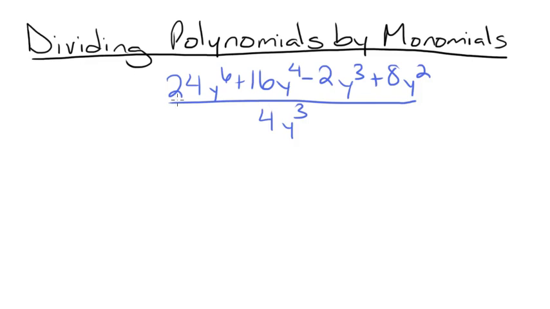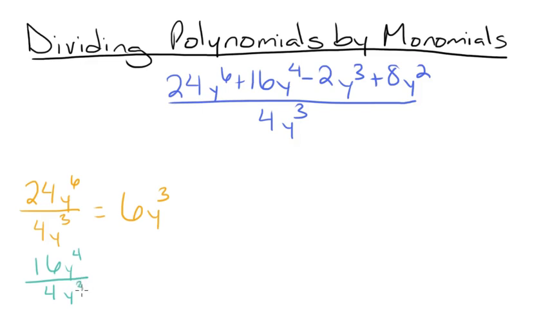So let's do that. 24y to the 6th divided by 4y cubed. 24 divided by 4 is 6, and y to the 6th divided by y cubed is y cubed. Now we'll move on to 16y to the 4th. 16y to the fourth divided by 4y cubed is equal to 16 divided by 4 is 4, and y to the fourth divided by y cubed is just y.